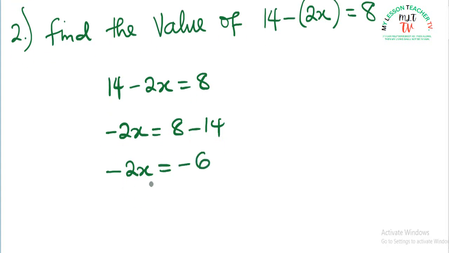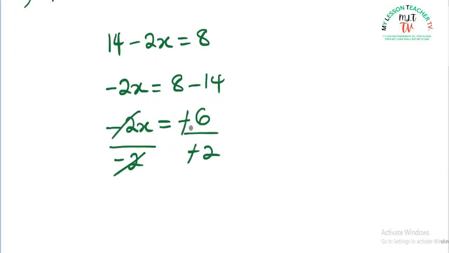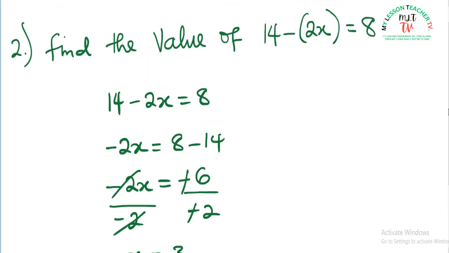I'm going to divide both sides by negative 2 because negative 2 is the coefficient of x, and the question says we should find the value of x. So when you divide both sides by negative 2, the negatives will cancel, and x is equal to 6 divided by 2, which is positive 3. So 3 is that value that when you substitute it in this equation, it makes it equal to 8. For 14 minus 2 times 3 is 14 minus 6, which will give you 8.